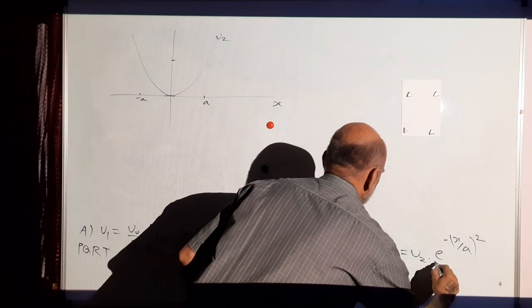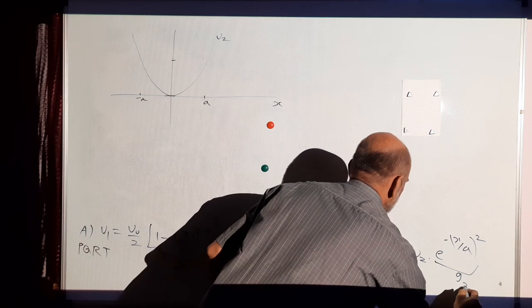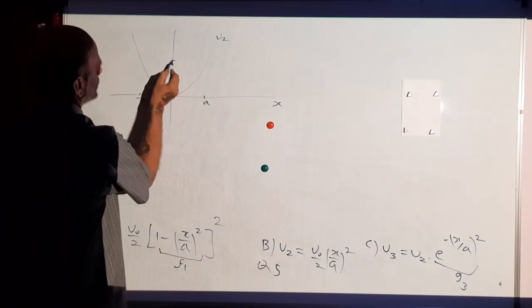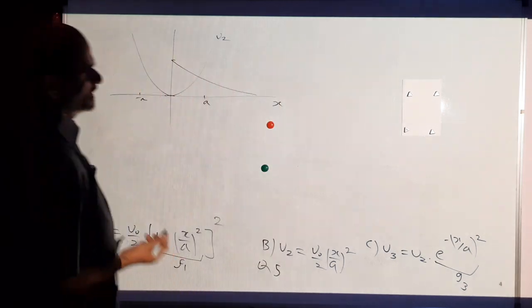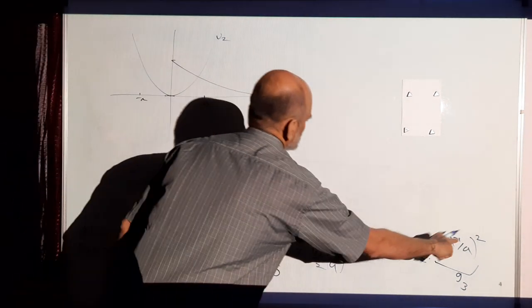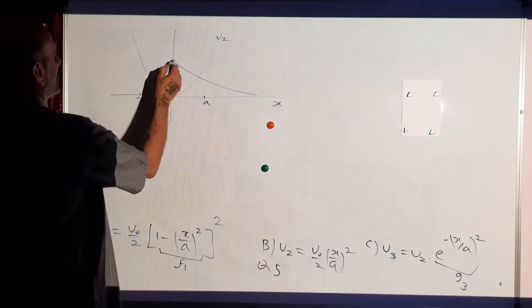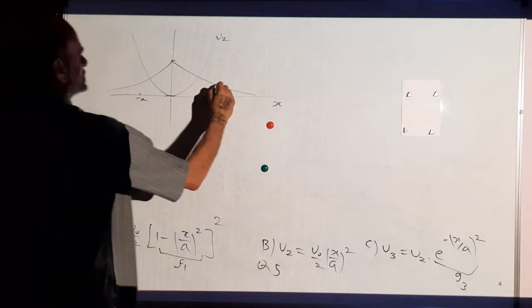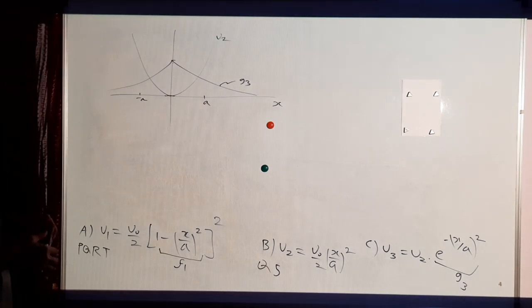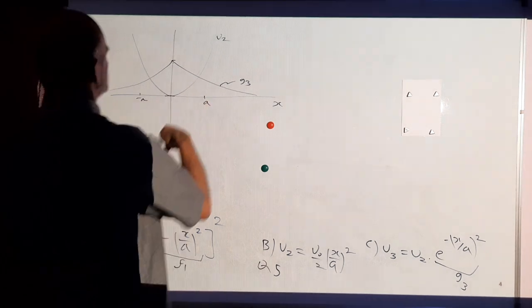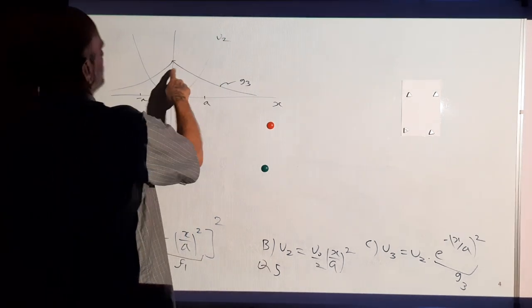If we call this function G3, it will die down exponentially, and it's an even function. Plus x and minus x are the same thing, because minus x square is x square. So this is G3. So if I multiply these two, one function is increasing, another function is decreasing.